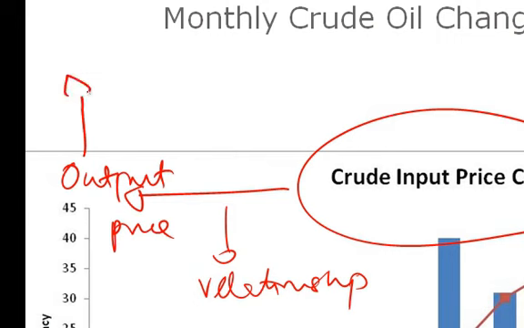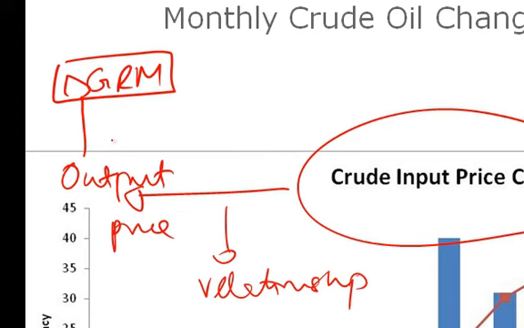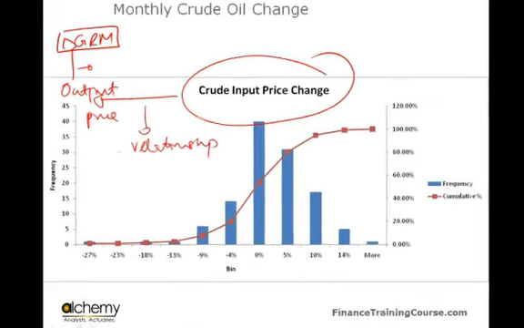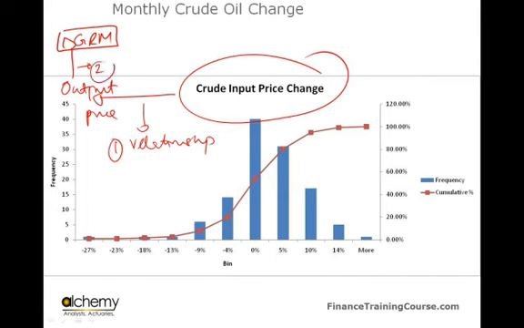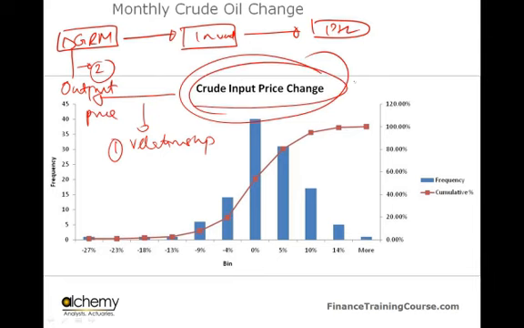Then from this is, what's the impact on my gross refining margins or my gross margins. And again, there is a relationship, and this is relation number one. This is number two. Then from my GRM, I move on to what's the impact on my inventory. What's the final impact on my P&L? And all of this is linked to crude oil input price changes.